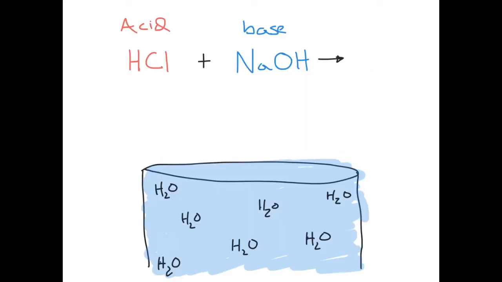So what happens exactly if we mix both an acid and a base together? My HCl is going to separate. I'm going to end up with positively charged hydrogen ions and negatively charged chlorine ions. These are going to be floating around in that water. If I take this base, sodium hydroxide, and mix that in some water, I'm going to end up with some sodium ions that are positively charged, and some negatively charged hydroxide ions.